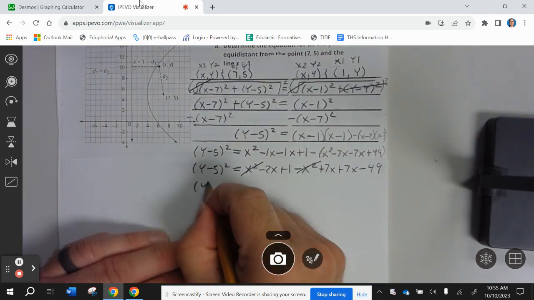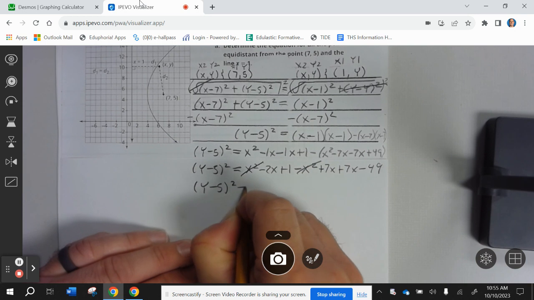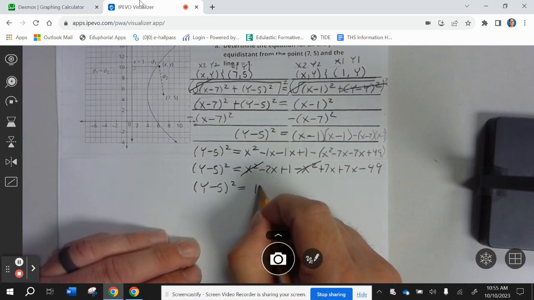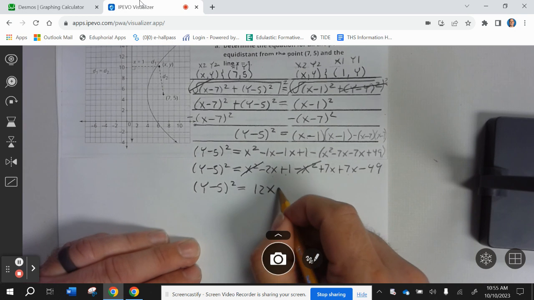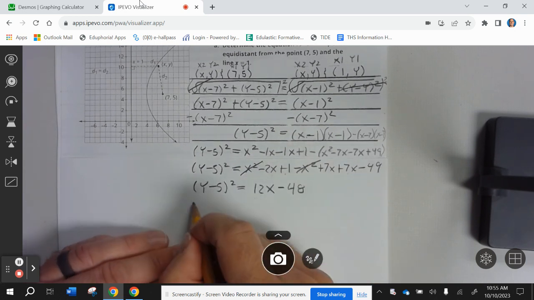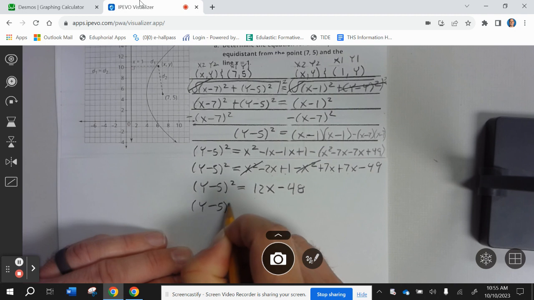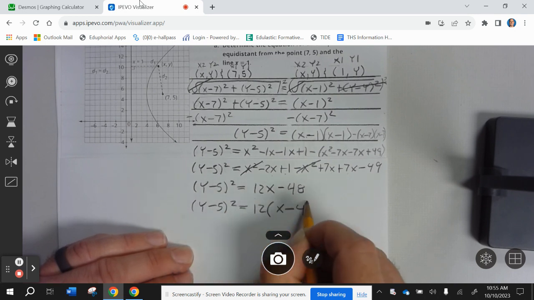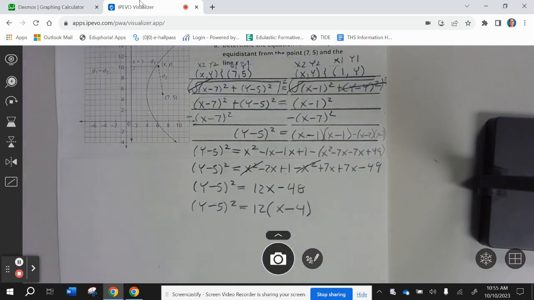You have y minus 5 squared equals negative 2 plus 7 is 5x. 1 minus 49 is minus 48. Factor out a 12, you get y minus 5 squared equals 12, parentheses x minus 4. Okay, go ahead and finish that up.